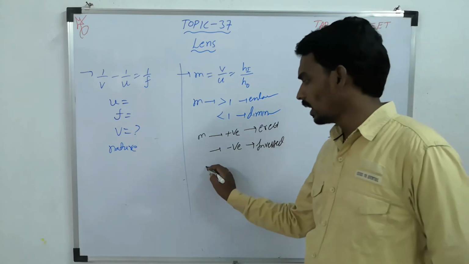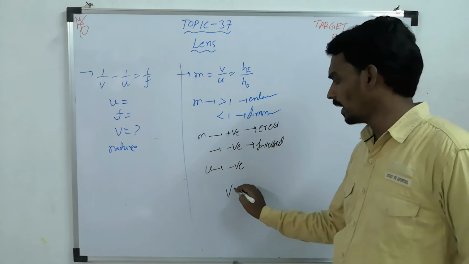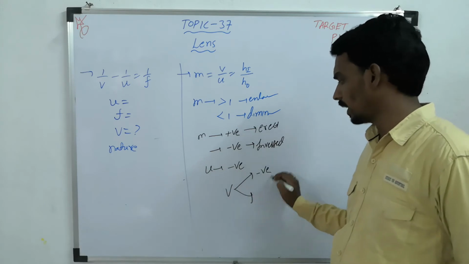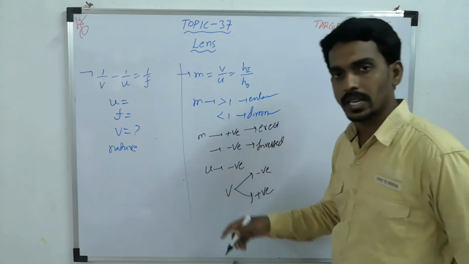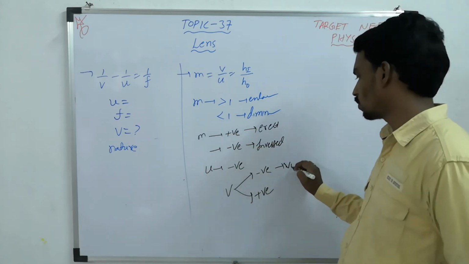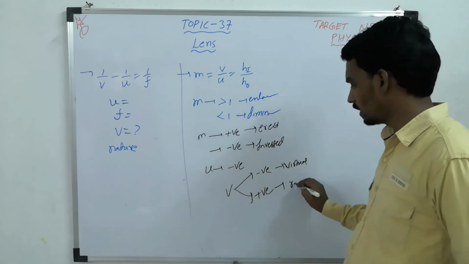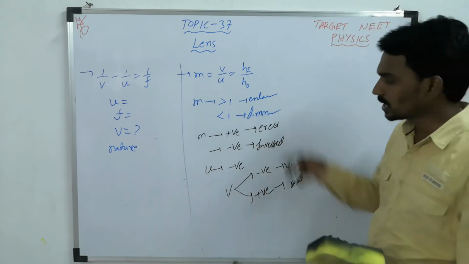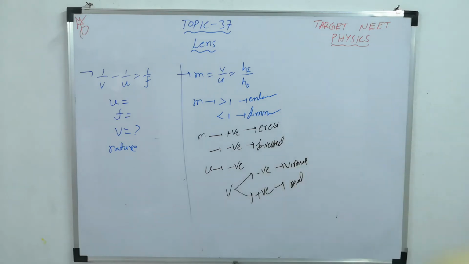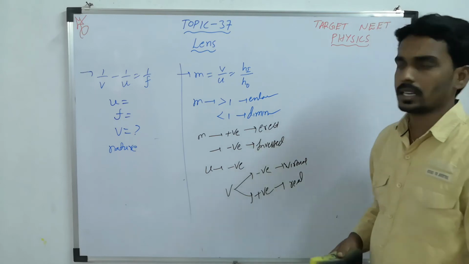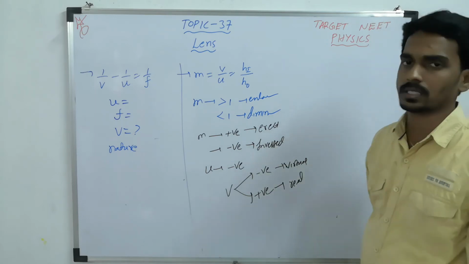And for a real object, u is always negative. If you find v, if v comes negative or if v comes positive: v negative means object side, that is virtual. V positive means other side, then it is a real image. So this is how you will decide the nature of the image formed by a lens, whether it is a concave lens or a convex lens.